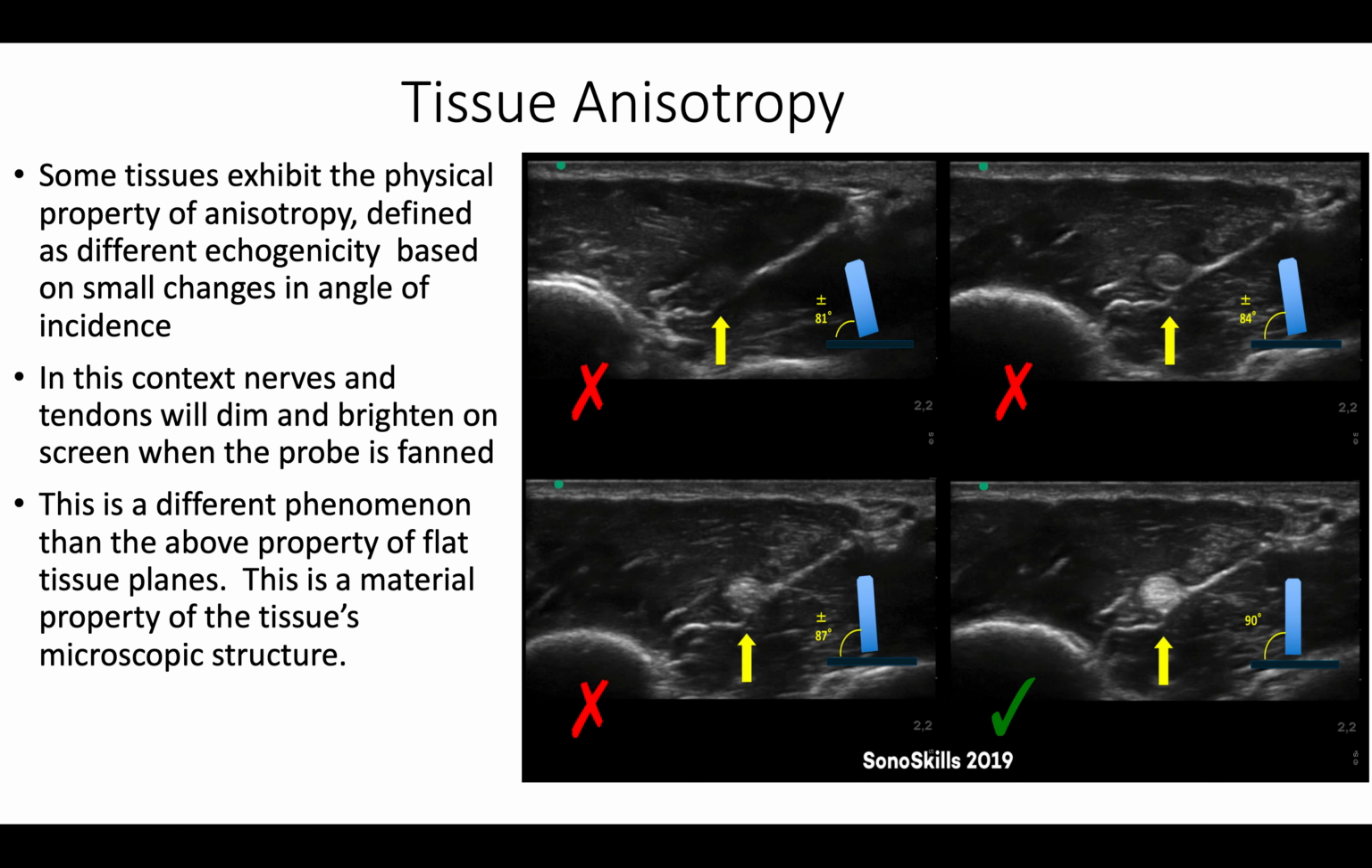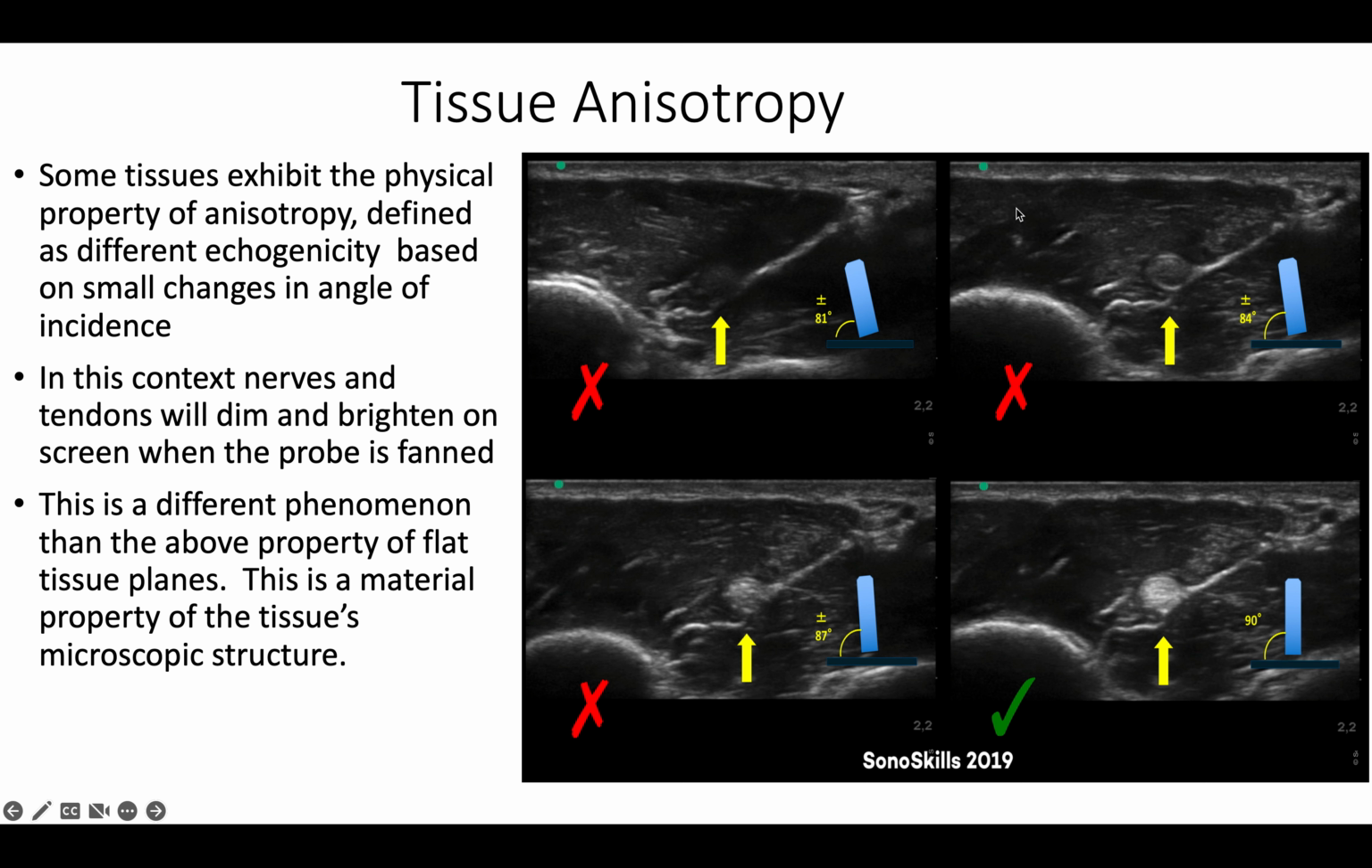Next, a very important phenomenon is anisotropy, and it's different than just angle of incidence. It refers to tissue quality, right? Some tissues, for example, nerves and tendons, exhibit this physical property of anisotropy, and it's defined as a different echogenicity based on small changes in angle of incidence.